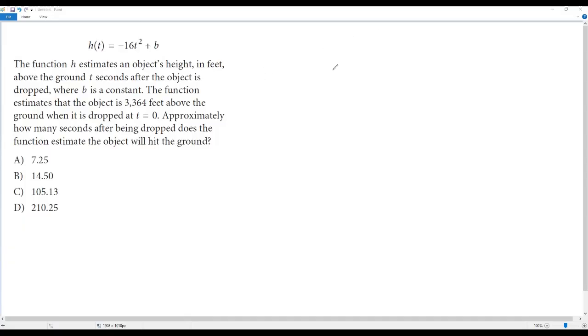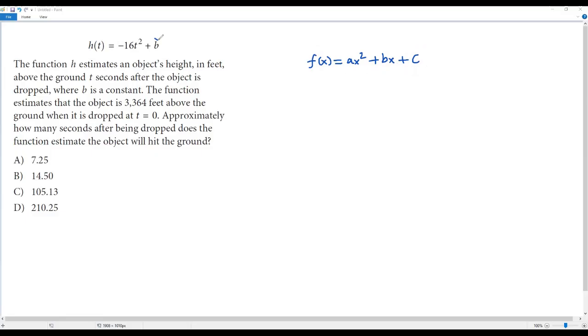Now, let's consider a quadratic function in standard form, that is f of x equals ax squared plus bx plus c. Here, c is the constant. This constant represents the value of the function f of x when x equals 0. That is the y-intercept of the function.